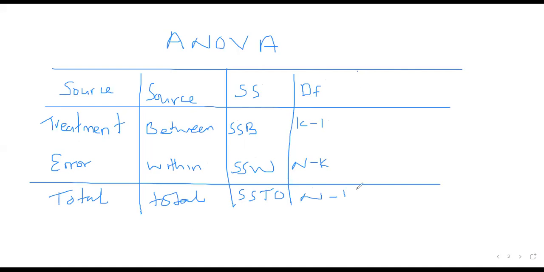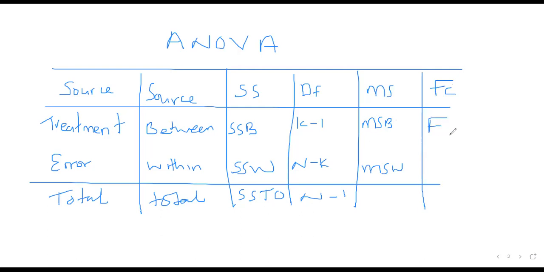Then we also have what we call the mean of squares. So we have the mean of square between and the mean of square within, just mean of square B and mean of square W. And finally, we have the F calculated from the table. The F calculated is simply the mean of square between divided by the mean of square within.